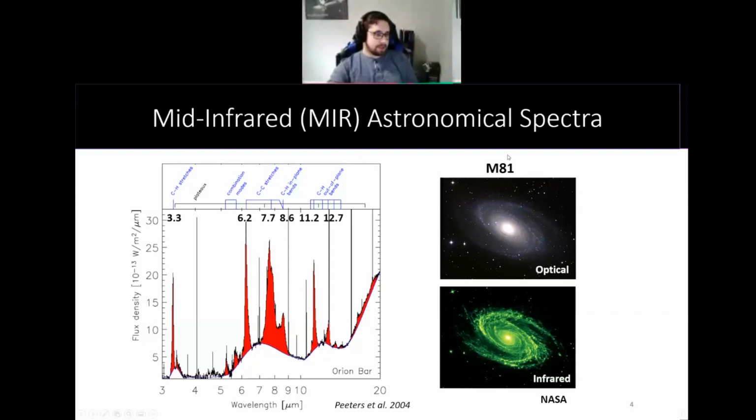So here's the external galaxy M81. Here it is in the optical, which shows nice spiral arms. If you look at it in the mid-infrared, you see that it's basically bright everywhere you have optical emission, and this is in large part attributed to these mid-infrared dominant bands, which are at 3.3, 6.2, 7.7, 8.6, 11.2, and 12.7 micrometers.